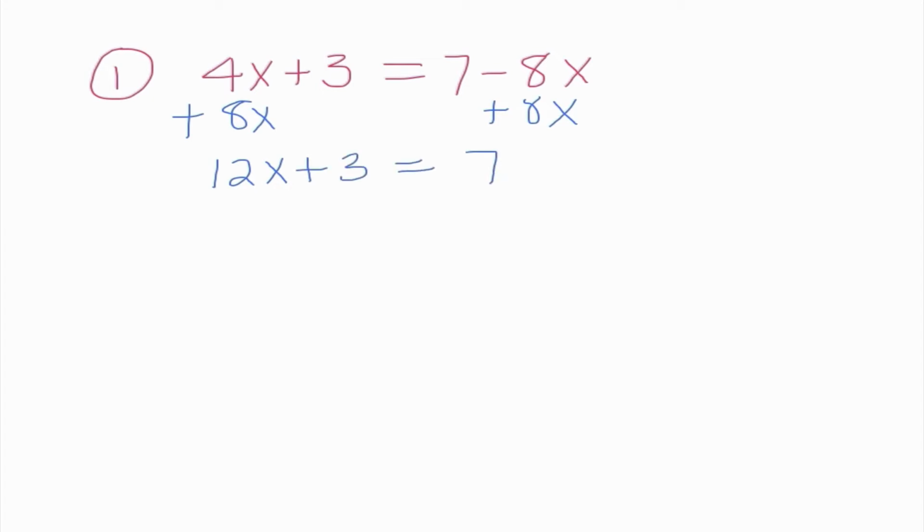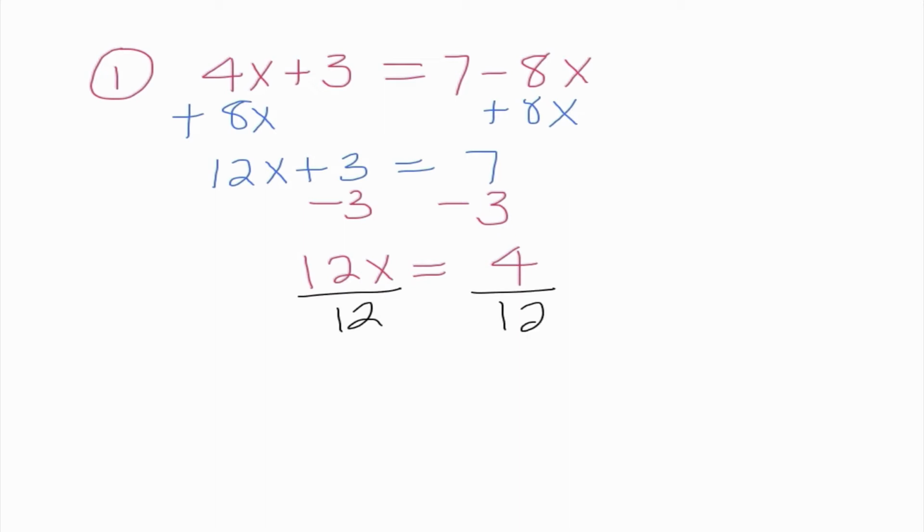I know that I do need to still get this x all by itself, so I'm going to subtract 3 from both sides. And I have 12x is equal to 4. And x is still not isolated, so I'm going to divide both sides by 12. One thing I want to point out here is that whenever we get a fractional answer, we should always reduce it as much as possible. So 4 over 12, I'm going to write that as 1/3, because I know 4 goes into 12 3 times. So x is equal to 1/3.